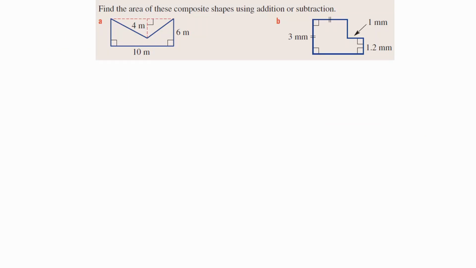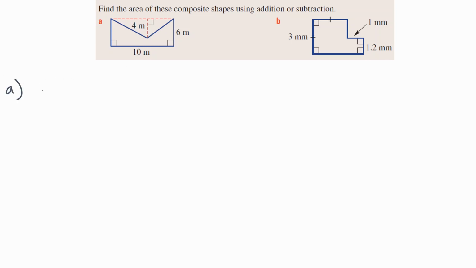So this one, we need to find the area of these composite shapes but using addition or subtraction. So if we have a look at this shape here, we can see that it's a rectangle with a little triangle cut out from it. We can find the area of this shape by first finding the area of the rectangle and then subtracting the area of the triangle. So let's have a go at that.